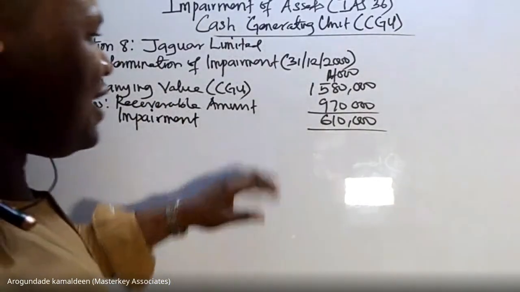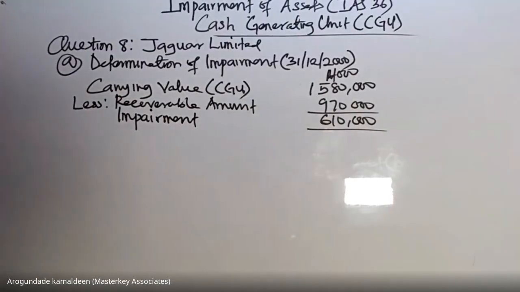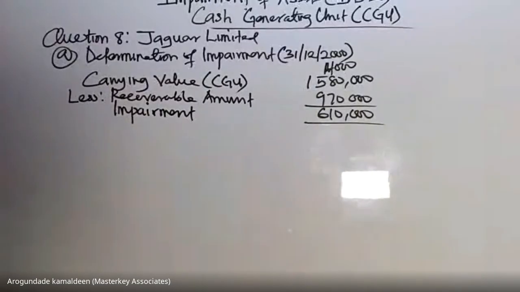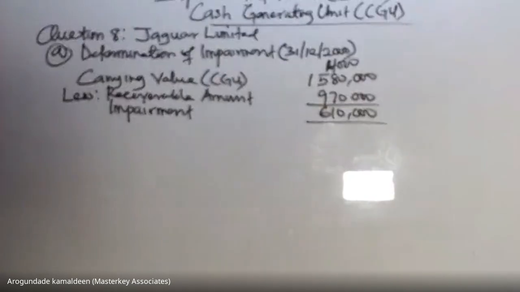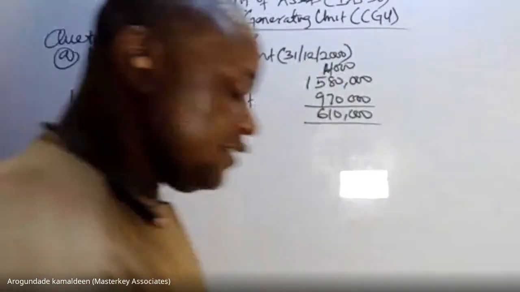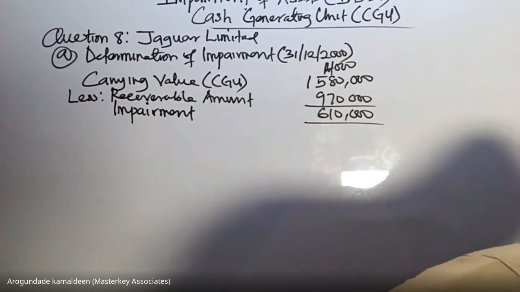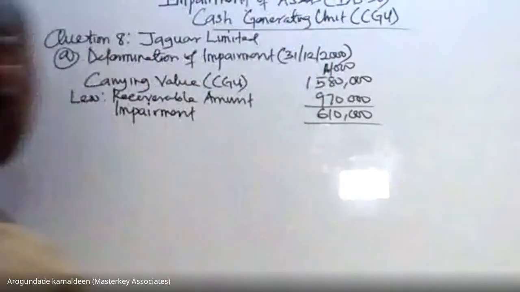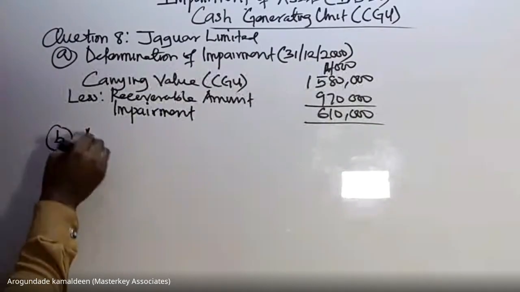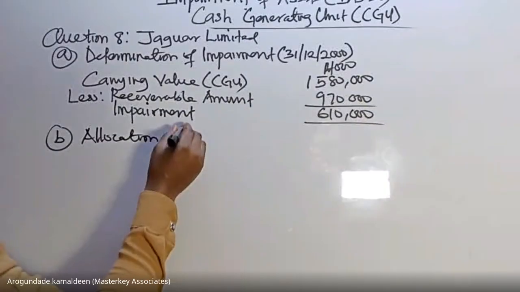So the CGU has been impaired by how much? 610,000. Now, the second step is how are you going to allocate? Because this impairment is for the whole of the CGU, you need to allocate it among the assets in the CGU. That will be step 2. Question B. Allocation of impairment.